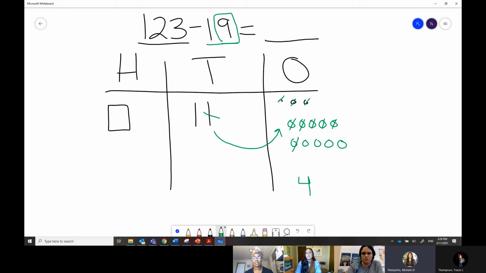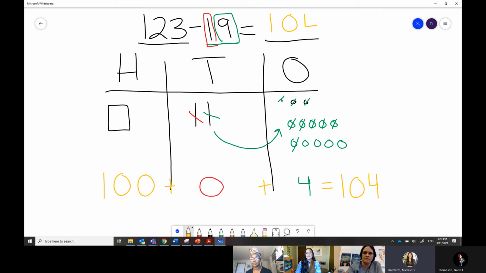I'm now going to move to my tens place. New color. I see that in the number 19, I have 1 ten. And so that means I need to take away a 10. Look at that. I don't need to unbundle anything. I see I have 1 ten left, which means that is 1 ten. I now see that I have no hundreds that I need to take away. I have 100 left. So my final equation is 100 plus 0 tens plus 4 ones equals 104. And that is how to represent subtraction with the place value chart.